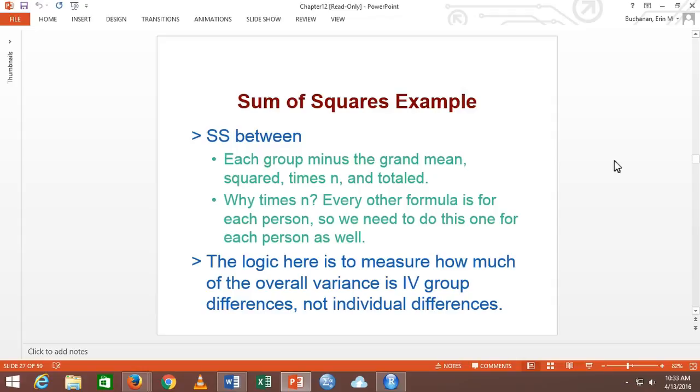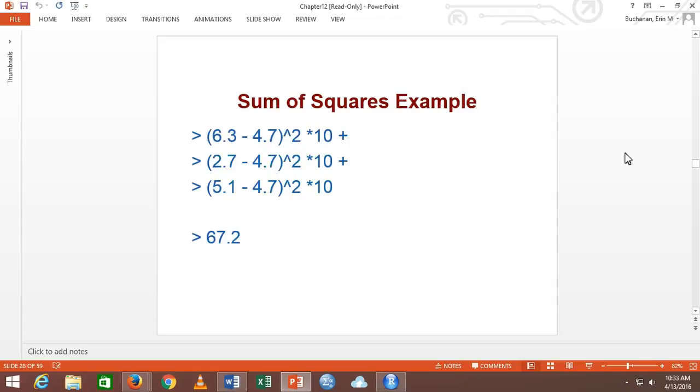And the overall logic of this section is to measure how much of the variance is due to group differences, not individual differences. So we've got the total, which is group and individual, or error and IV. We figured out the error, how different are they from their own little group, and this is how different are they from the overall groups.